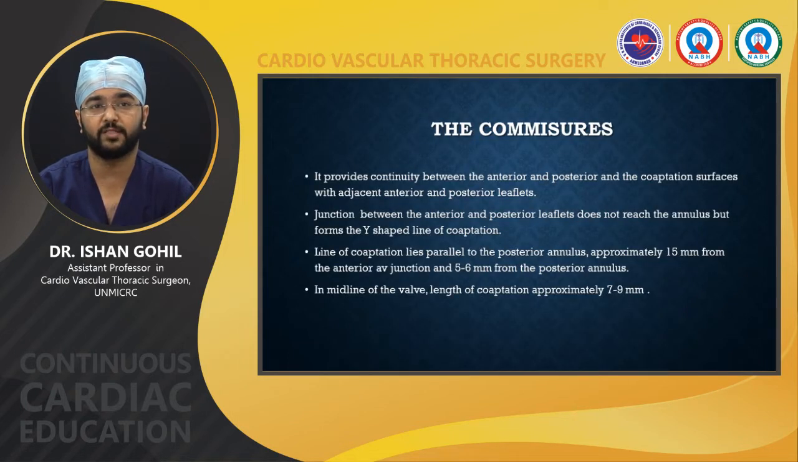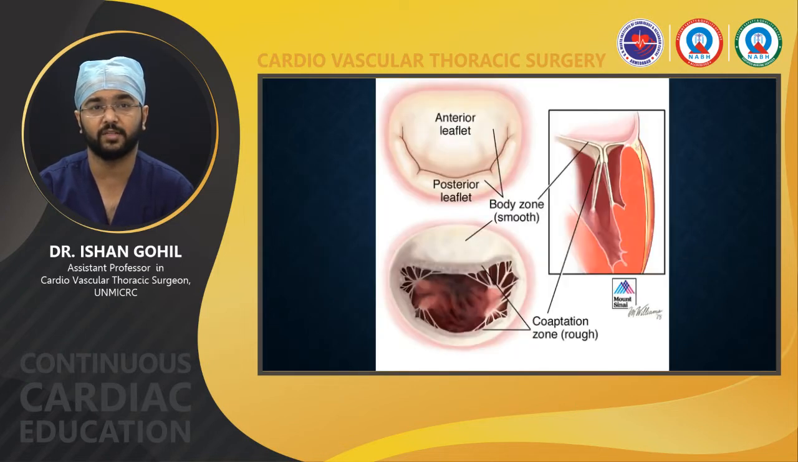The line of coaptation is parallel to the PML and it is approximately 15 mm from the anterior part of the annulus and 5 to 6 mm from the posterior annulus. It is evident from the figure that the line of coaptation, that means this line, is parallel to the line of attachment of PML to the annulus. As we can see, this area is significantly larger than this. It is almost 2 to 3 times more than the PML. So this is almost 10 to 15 mm. This is just 5 to 6 mm.